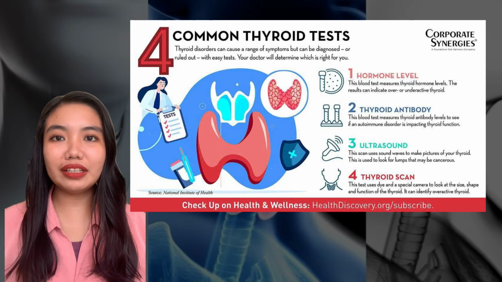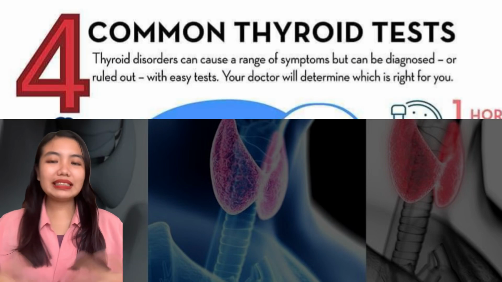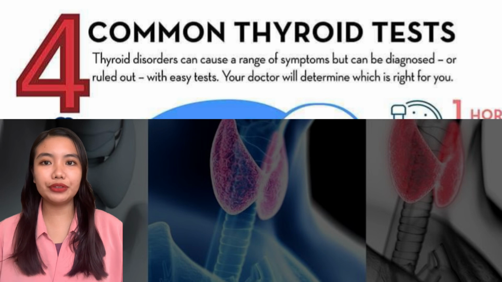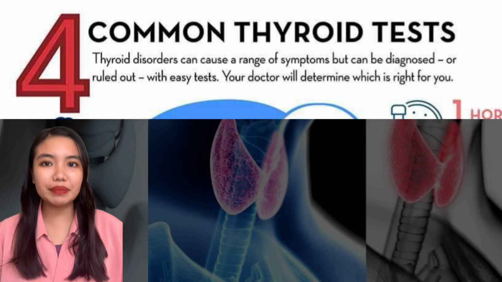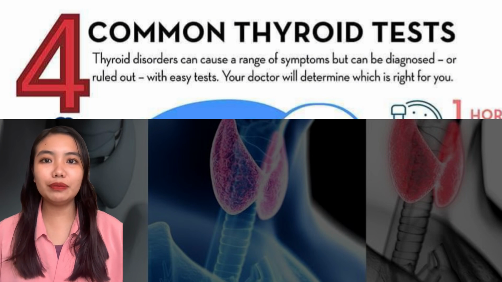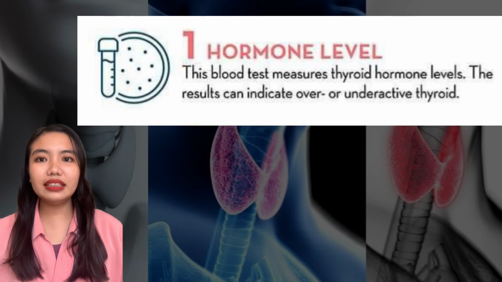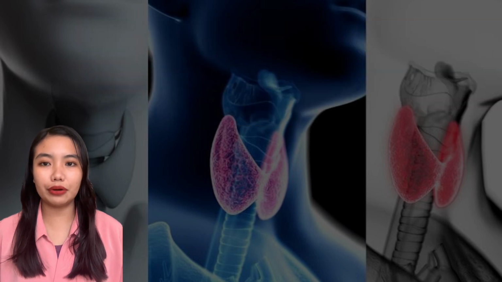So we have here additional information about Graves' disease. So aside from the treatment that I've shown before, we have here the 4 common thyroid tests. So thyroid disorder can cause a range of symptoms but can be diagnosed or ruled out with easy tests. Your doctor will determine which is right for you. First is the hormone level test. This blood test measures the thyroid hormone levels. The result can indicate an over or underactive thyroid.